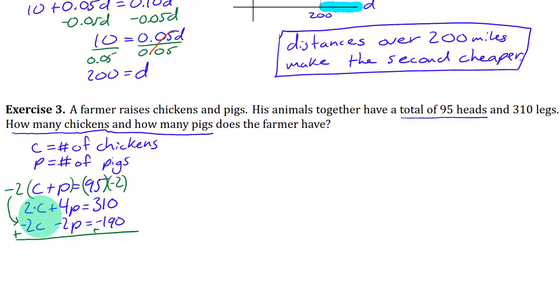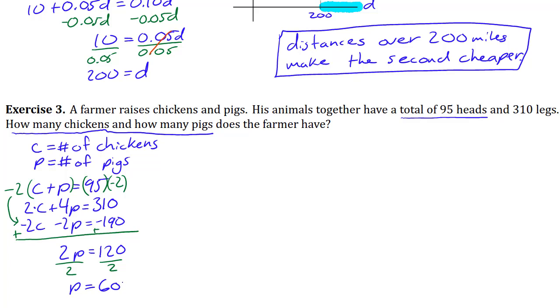-2C plus 2C is 0C. Then we'll have 2P equals 120. When you do 310 minus 190, you can divide both sides by 2. Should give you P equals 60. So that sounds like the number of pigs should be 60.